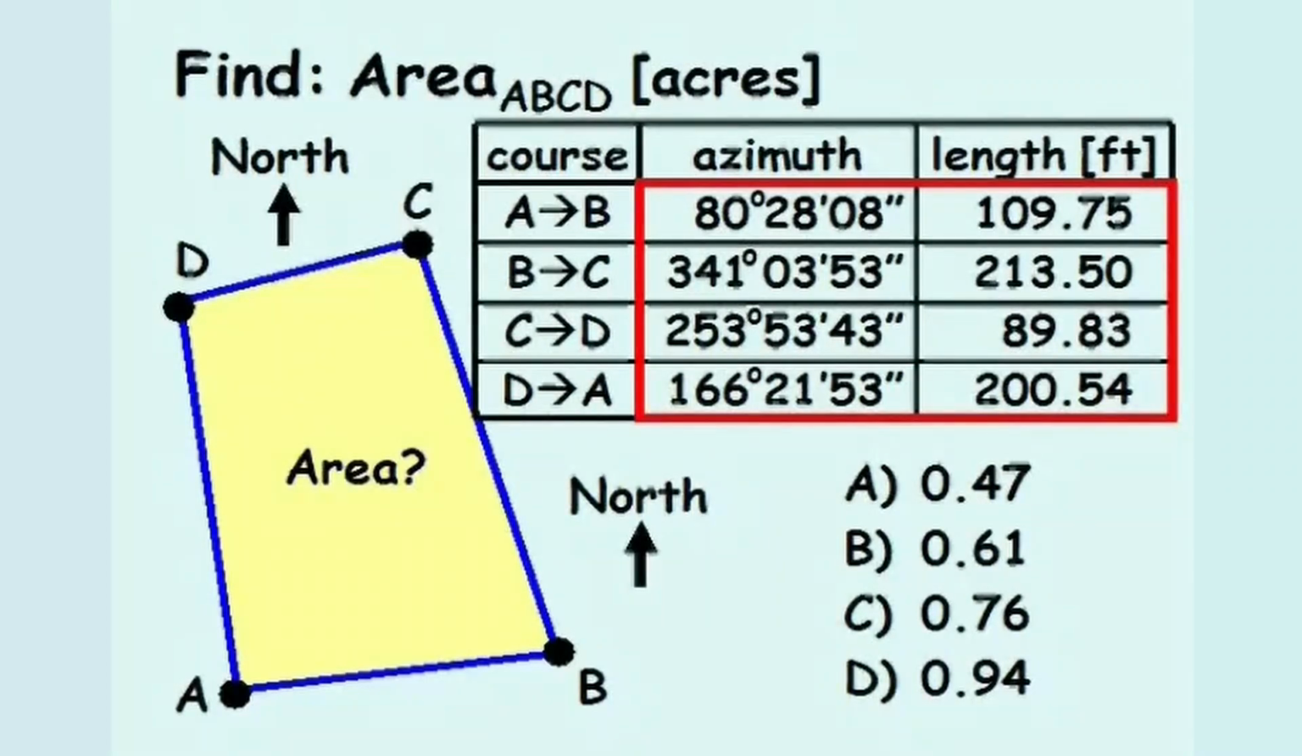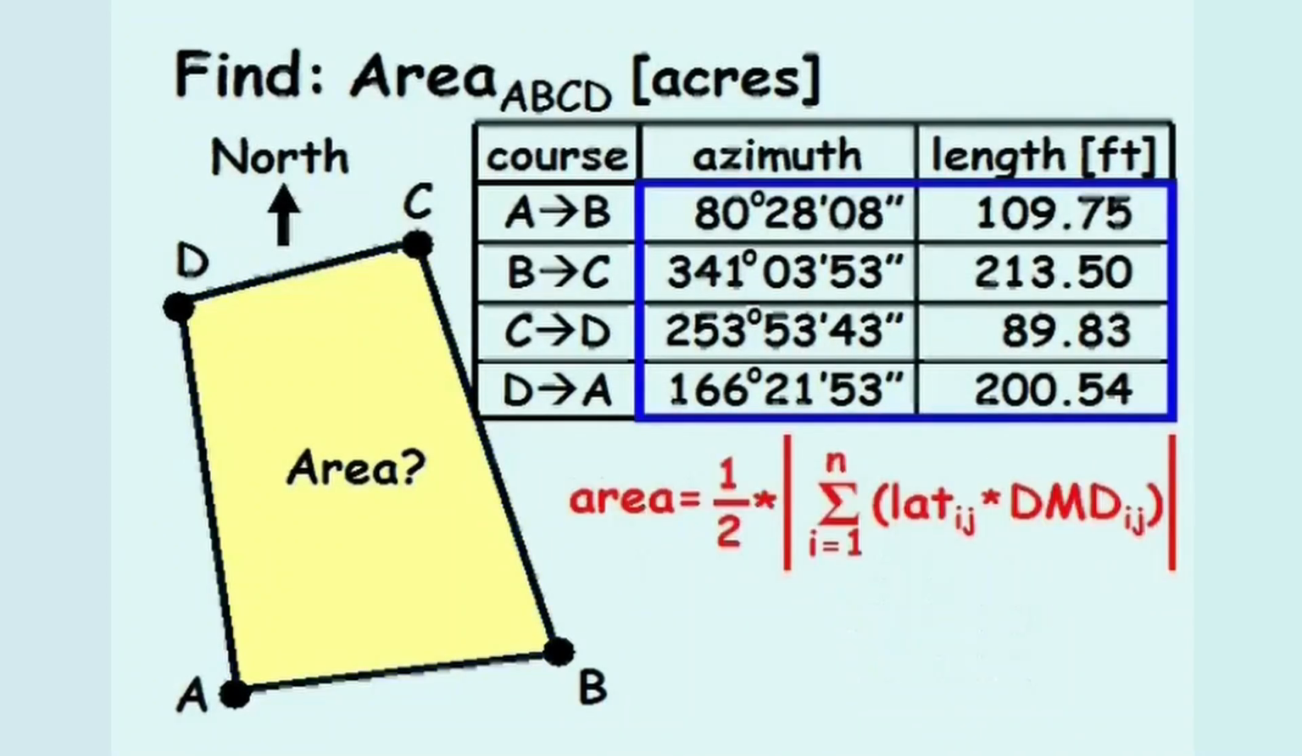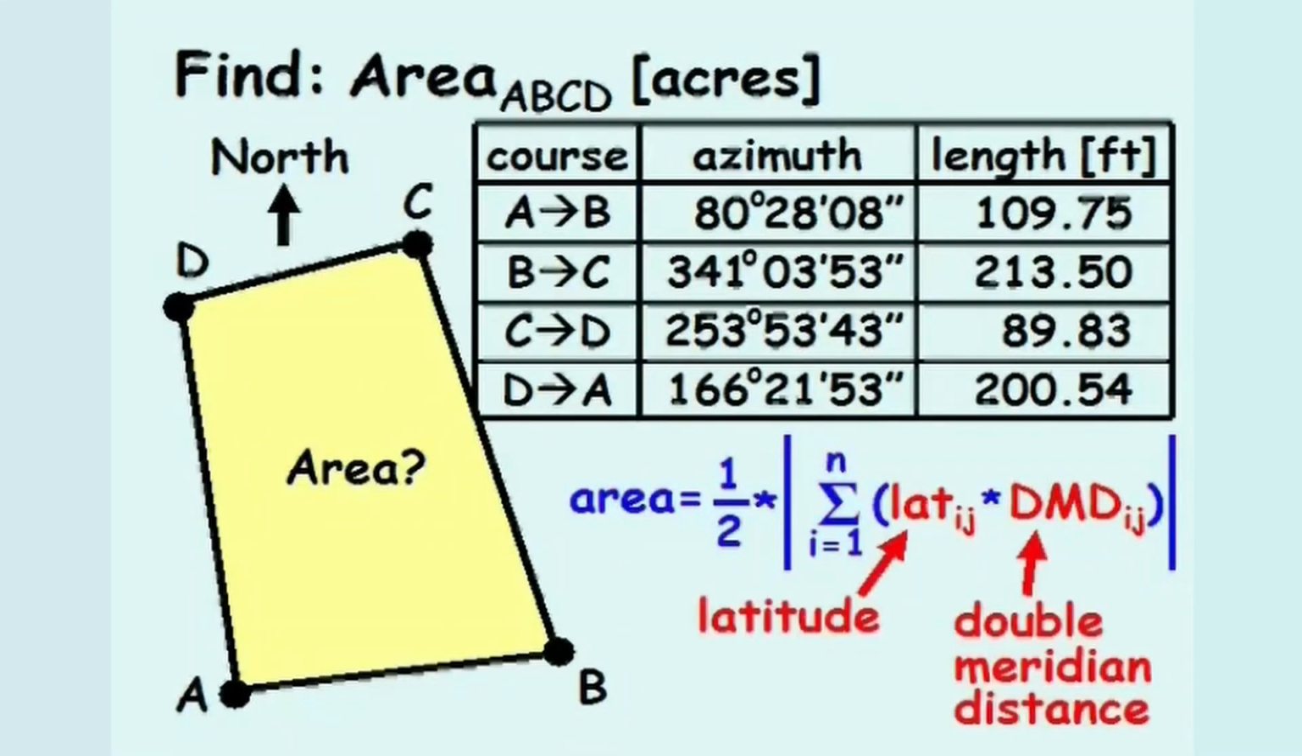To find the enclosed area, we'll use the double meridian distance method, where the area equals 1/2 times the absolute value of the sum of the latitudes times the double meridian distance values for each course in the traverse.